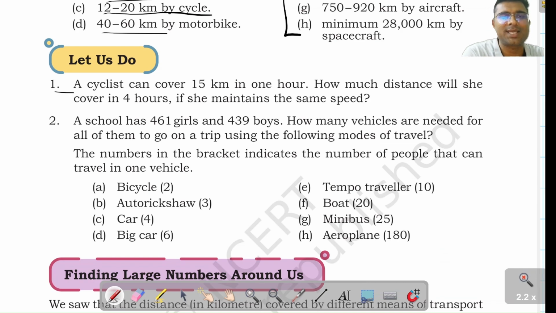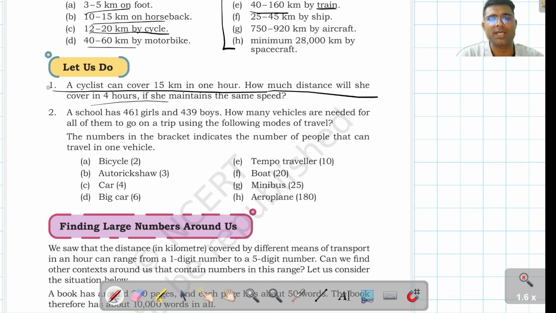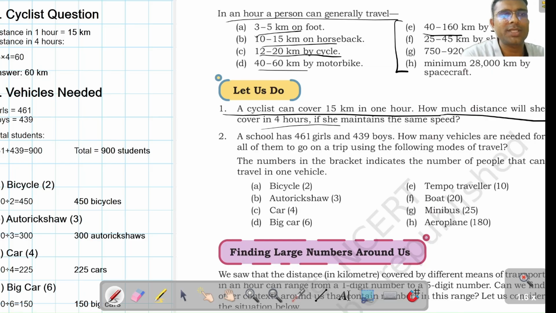Okay, so we have to solve these questions. First question is, a cyclist can cover 15 kilometers in 1 hour. How much distance will he cover in 4 hours if he maintains the same speed? So it's quite easy, बच्चों. You can see here distance traveled in 1 hour is 15 kilometers and distance in 4 hours will be 15 times 4, that is 60. So 60 kilometers will be the right answer.